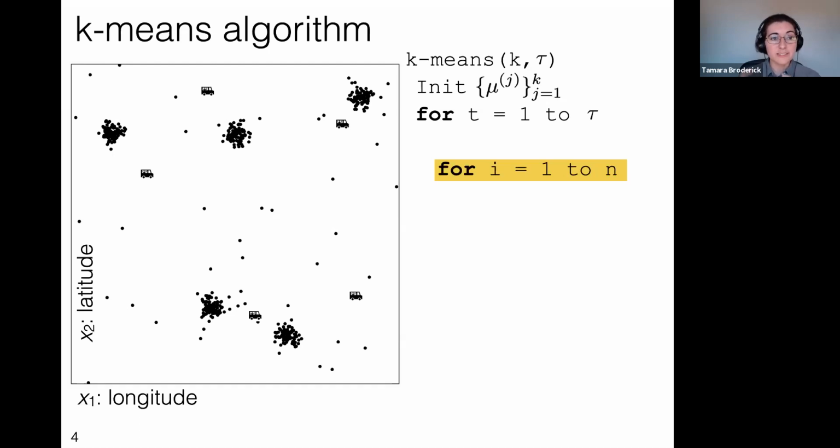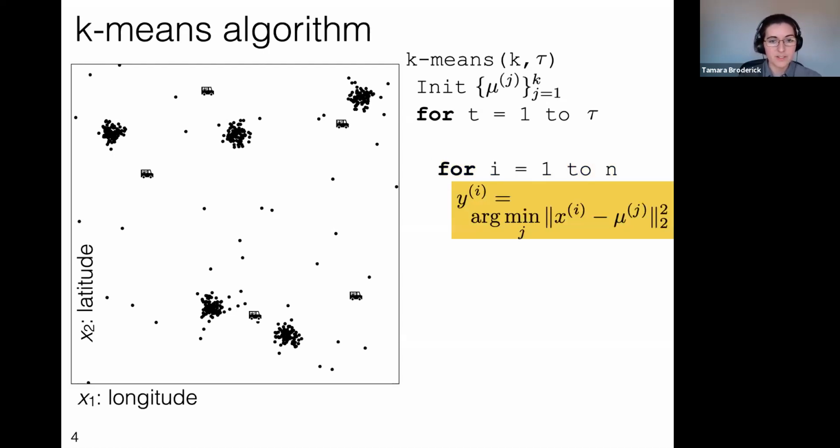So what we're going to do is say, for all the people, what's the best option for them given the current location of the food trucks? And then for all the food trucks, what's the best option for them given the current assignments of the people? And we'll go back and forth doing that. Okay, so first let's go to all the people and say, what's the best food truck for them to go to? So how can we write that?